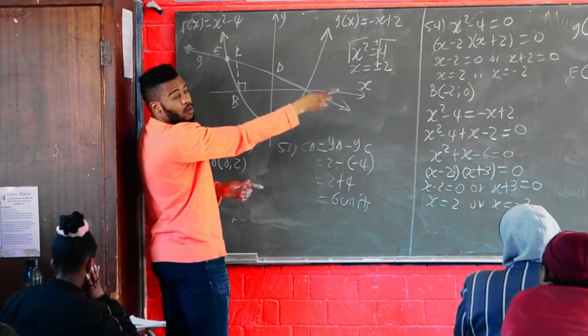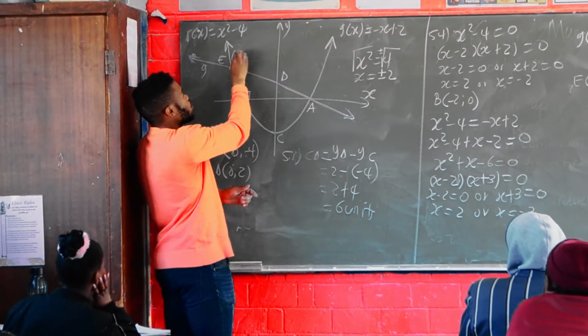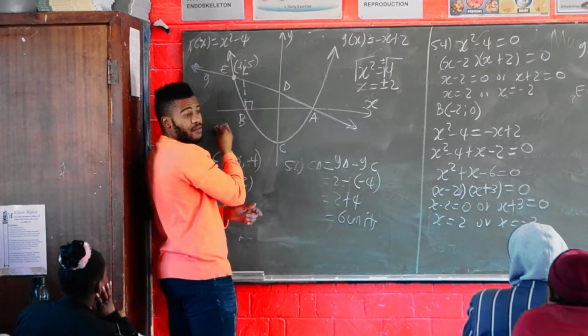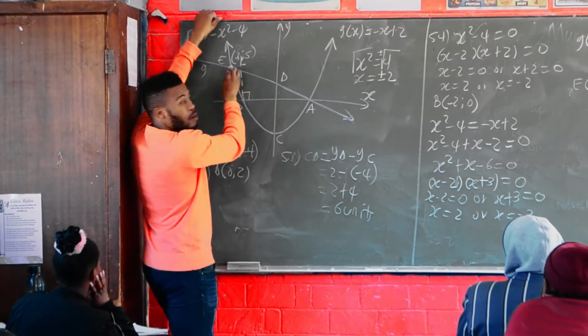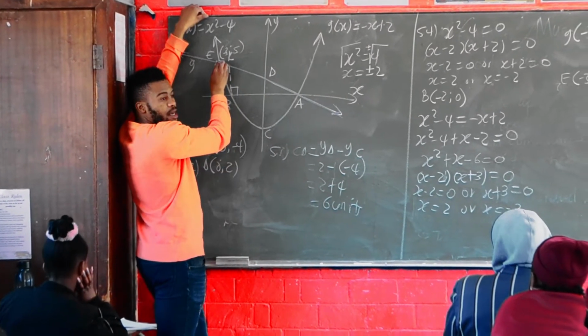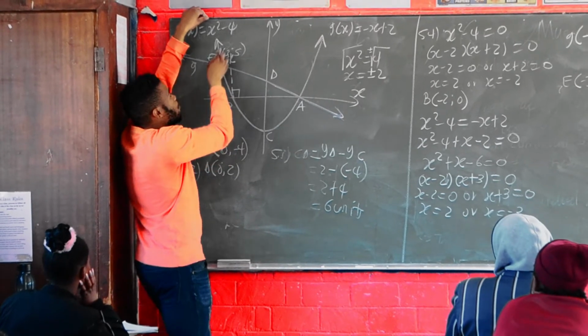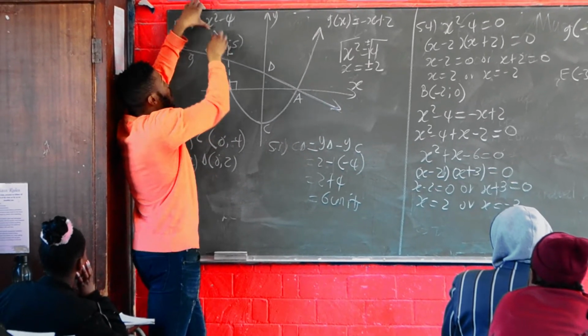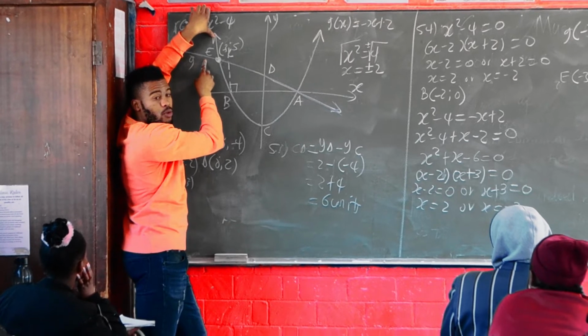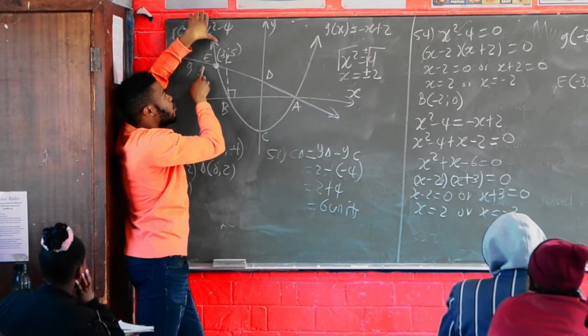Remember, y was calculated. The points are x equals negative 3, y equals 5. Now check before this point. Is the graph of f above or below the graph of g? Is f above g or is g above f?